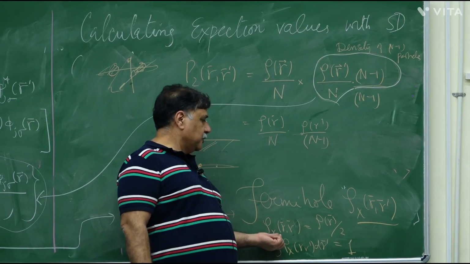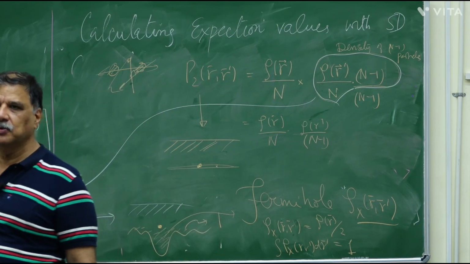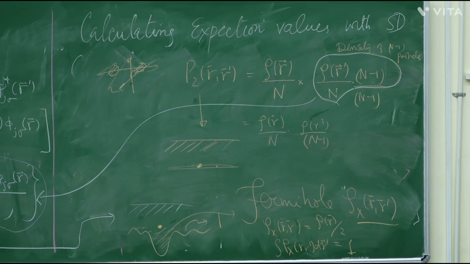The deficit right at the electron position is rho bar by 2. Why is it not rho? Why is it rho bar by 2? Any observations on that?